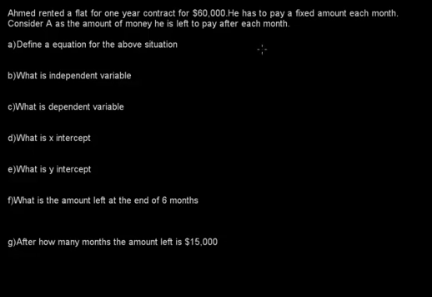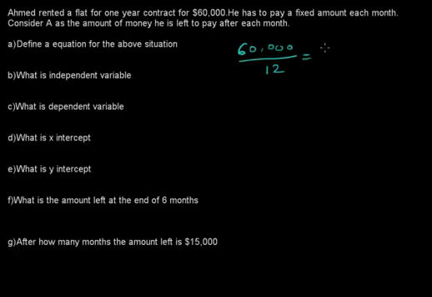So, how much exactly is he going to pay? 60,000. I'm sorry about that. He's paying 60,000 for a period of 1 year, which means 12 months. So he is paying $5,000 per month.